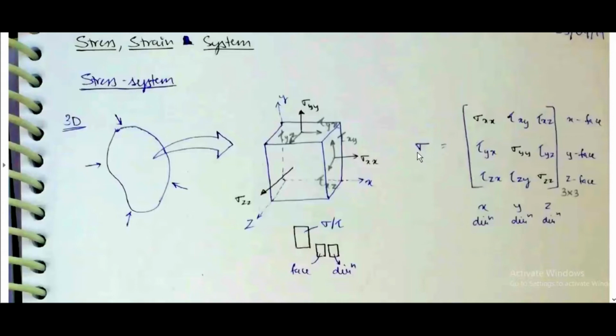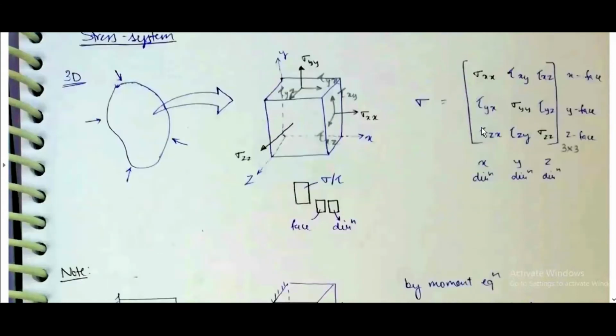Stress system 3D. This is representation of stress tensor. Sigma xx will be in this direction, sigma yy will be in this direction, sigma zz will be in this direction, which will be obvious. Tau xy will be in this direction, which is in plane of x and y. Tau xz will be in this direction. Tau yz will be in this direction. Tau yx will be in this direction. Like sigma yy, which will be linked with tau yz. Here y is linked to sigma yy, then z will be in this direction.